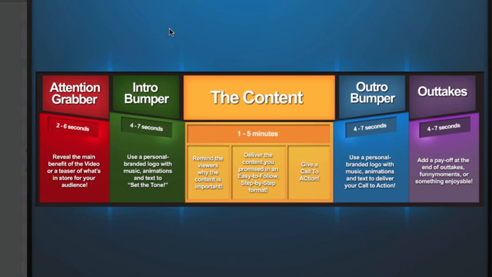So play around with this template. Write out a script and film your video using this template. And you can see how each one is like 4 to 7 seconds long, and then the content in the middle is going to be the longest, okay? And go ahead, watch my video below this as an example so you can see this in action.